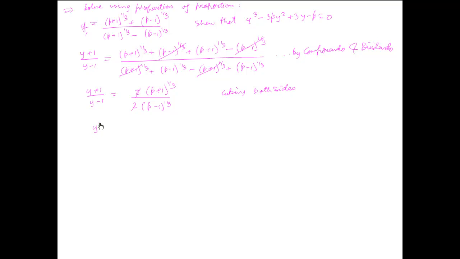We get y cube plus 3y squared plus 3y plus 1 upon y cube minus 3y squared plus 3y minus 1 is equal to (p plus 1) upon (p minus 1). Again, children, we have to do componendo and dividendo. It cancels componendo and dividendo.